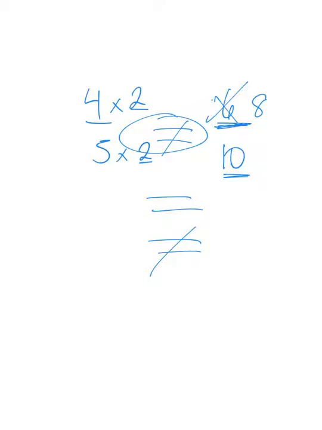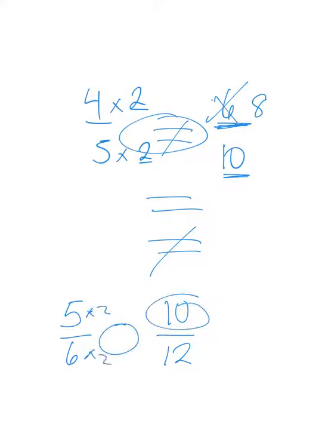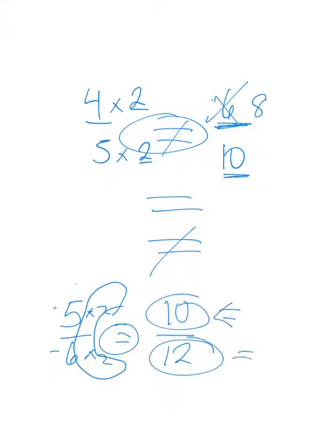But if I had 5/6 and 10/12, I know 5 times 2 is 10, and I know 6 times 2 is 12, so this would be equal. So they basically just need to find if they can multiply the numerator and the denominator by one number and get these things, then it is an equivalent fraction.